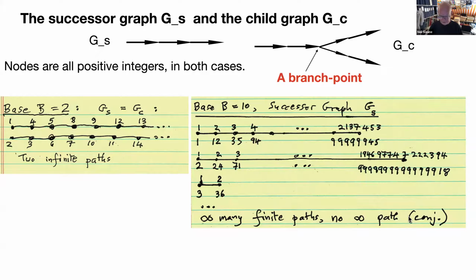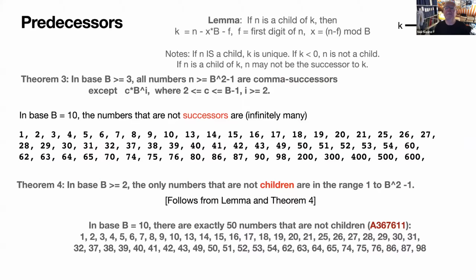That's a conjecture still. We don't know that there are only finitely many paths. So if you're looking at these paths, you want to know, where did they begin? A useful lemma is that if we have a number n and we ask, is it a child of some earlier number by the comma rule, then the theorem is there is a parent, and we can say what it is. If n is the child of k, then we can say precisely what k is.